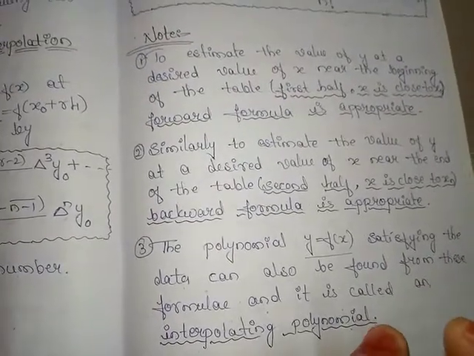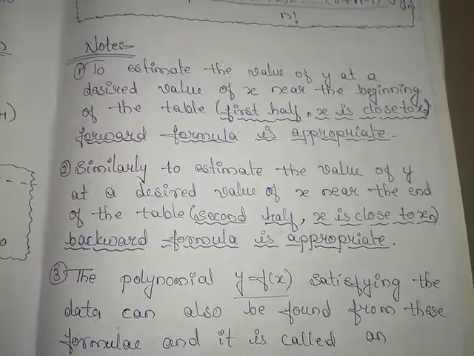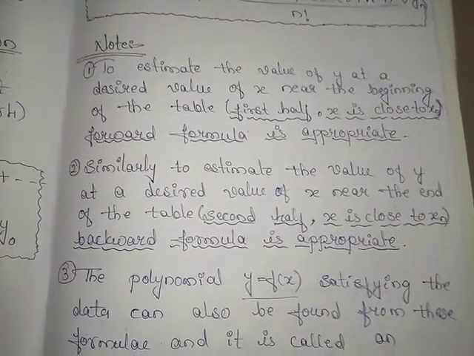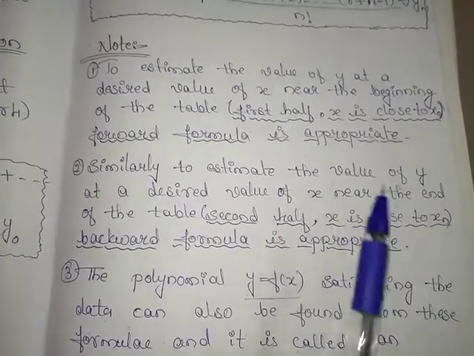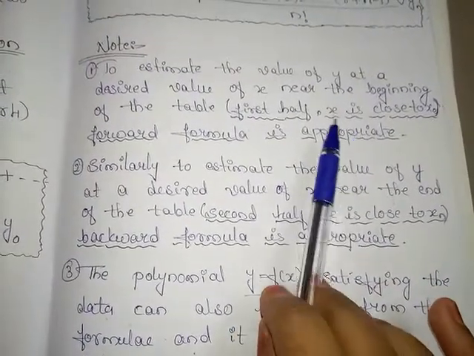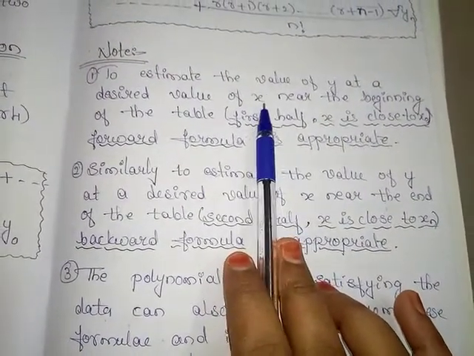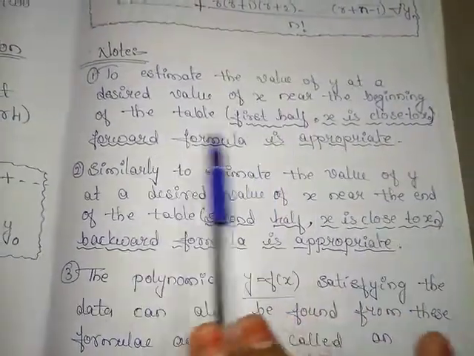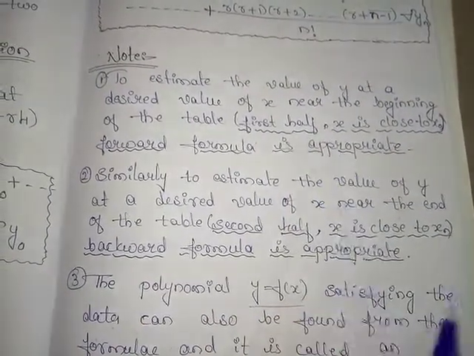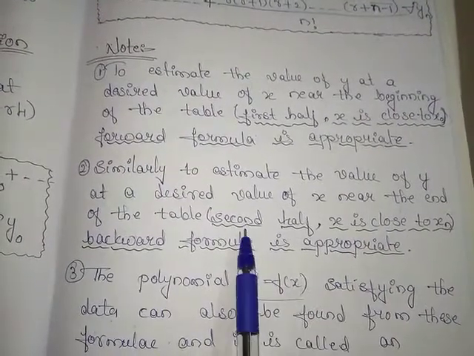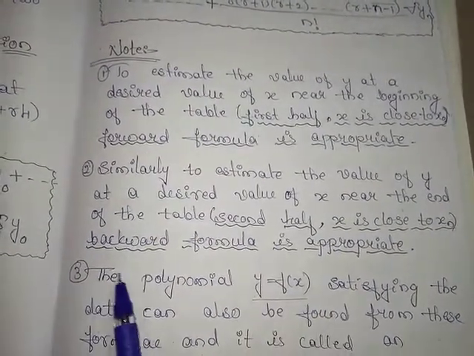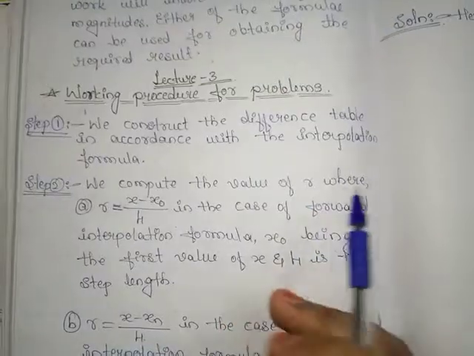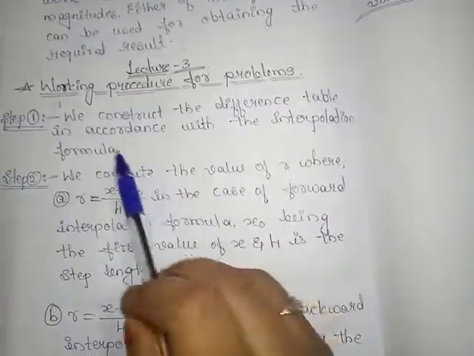the examples. And also I have explained that for our convenience, means for easier calculation, we have some assumptions. That means if the desired x value lies in the first half, we have to use the forward interpolation formula, and if the desired x value lies in the second half, we have to use the backward interpolation formula. Now let us see the working procedure.